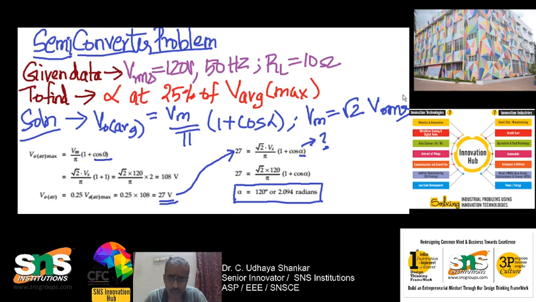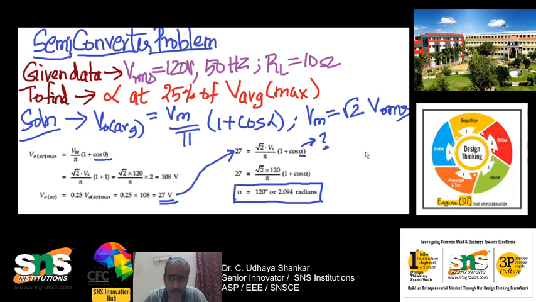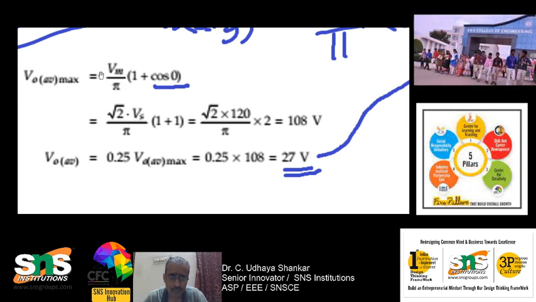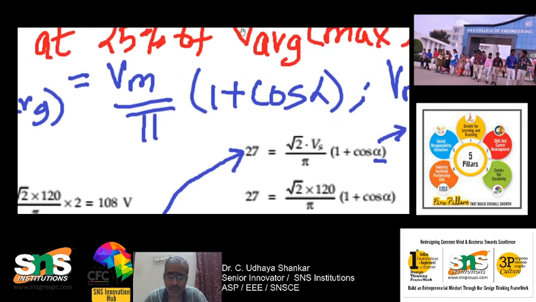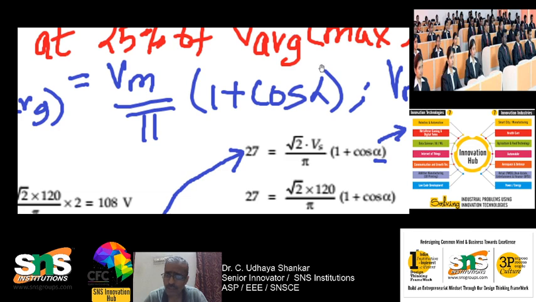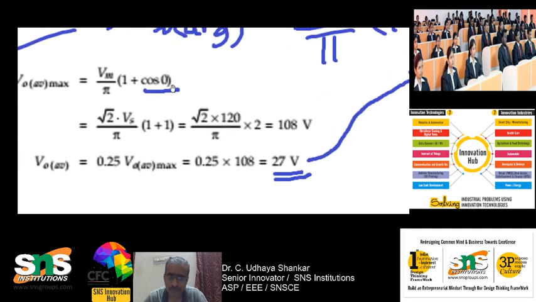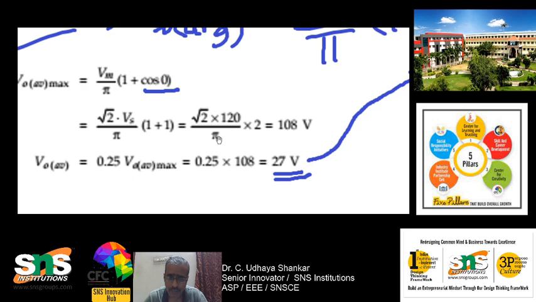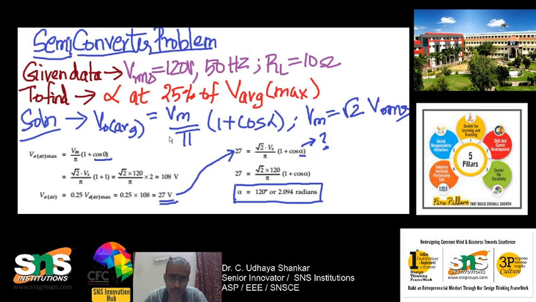Let me zoom in so you can see the formula: V0 max equals Vm by pi into 1 plus cos 0. I write 0 because I want to find the V average maximum value, which is achieved when alpha equals 0 degree. So cos 0 is nothing but 1. Vm is root 2 into Vs. So it is root 2 into 120 divided by pi into 2.